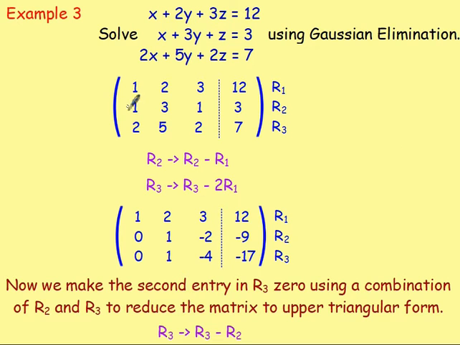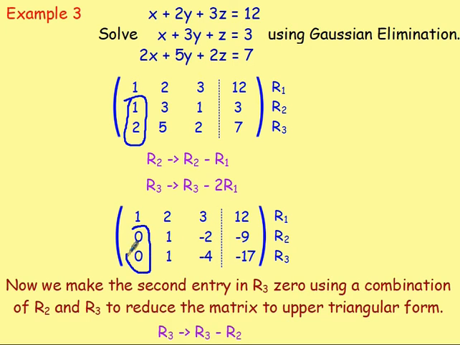First thing we do is we change these 2 entries to 0, and we do that using row 2 and row 1, or for this one you use row 3 and row 1. So you can say row 2 take away row 1. First row will stay as it is, and the second row, row 2, will go to row 2 take away row 1. So 1 take away 1, 3 take away 2, 1 take away 3, and then 3 take away 12. For row 3 to get that to 0, well, you take away double row 1. So row 3 will go to row 3 take away 2 row 1, and you do that.